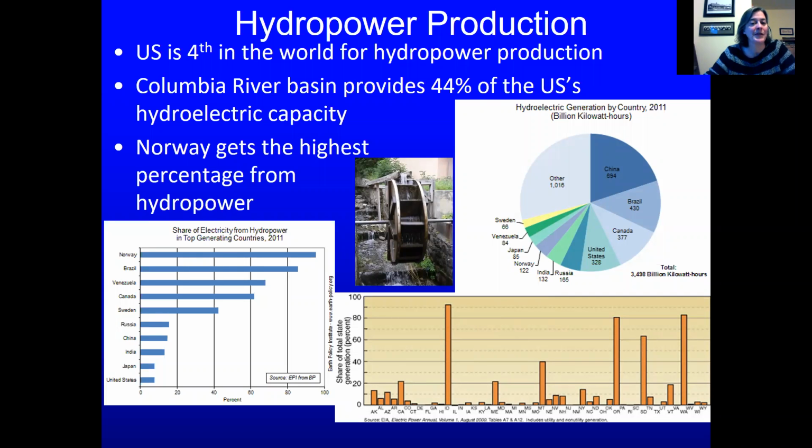Norway gets the highest percentage of their electricity from hydropower. So this is top generating countries, Norway. And you can see we're down here.